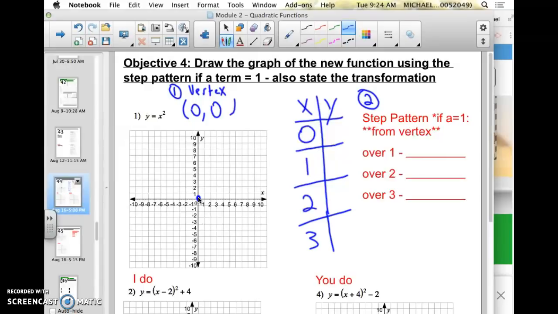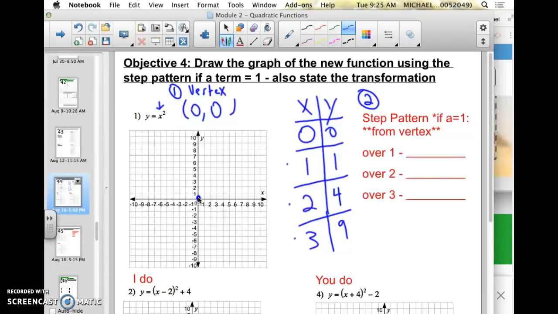I'm going to make a table of values. If I input an x value of 0 into this equation right here, y equals x squared, I will get y equals 0 squared, and 0 squared is 0. And if I put 1 in there, I would get y equals 1 squared, and 1 squared is 1. If I put 2 in there, I get y equals 2 squared, which is 4. And then if I put 3 in there, I get y equals 3 squared, which is 9. So if you notice, yes, the first 3 perfect squares, 1, 4, and 9, are what we're working with, and that's going to help us build out the step pattern that we're going to use.